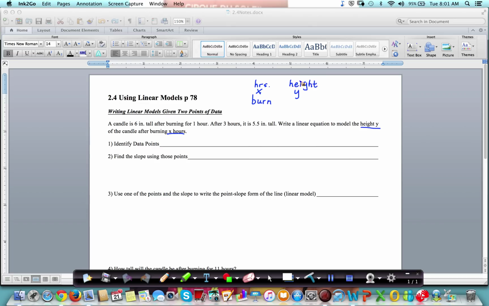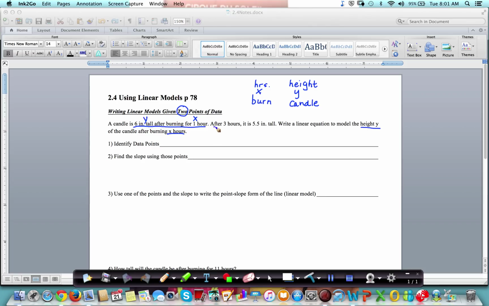So notice the first thing I did when I read the problem is I took a second to figure out what my two variables were. That's always really important. So step one, identify your data points. So my data points, remember it says two points of data. So I have an x, y here: 6 inches tall after burning for 1 hour. Burning is the x, 6 inches tall, the height of the candle, 6 inches is the y.